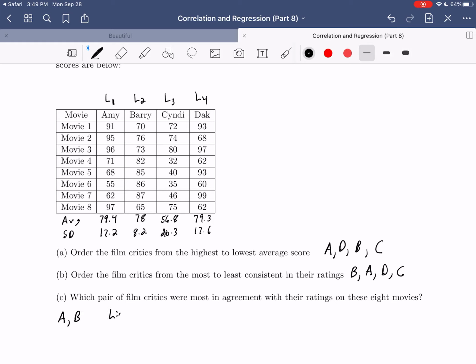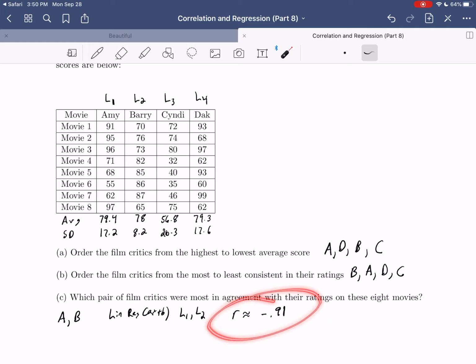So we're going to do our LinReg ax plus b, and we'll do it with L1 and L2. So we'll see what the correlation is for Amy and Barry's ratings. So if we do stat, calc, that LinReg ax plus b, we'll have L1 and L2. If we go ahead and do that, we should get an R here that's approximately negative 0.91.